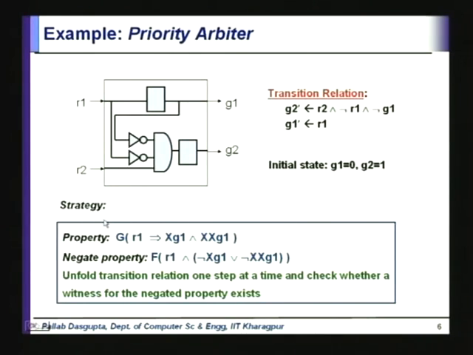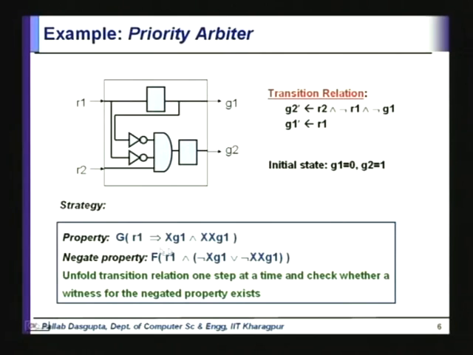Now, what do we do? Just like we do in traditional model checking in the tableau method, we will first negate the property and look for a witness of the negated property. If the property is this, then the negation of that property is future R1 and not next G1 or not next next G1. So, this is the negation of the property.